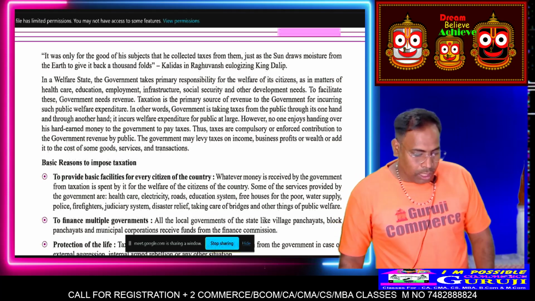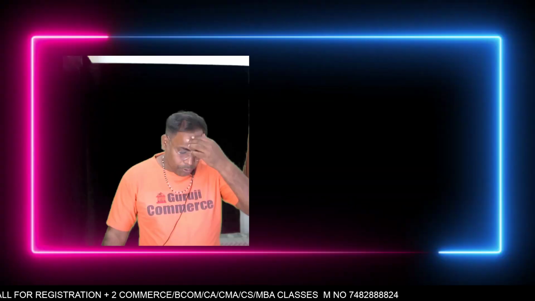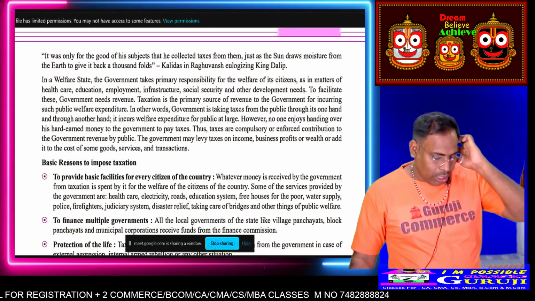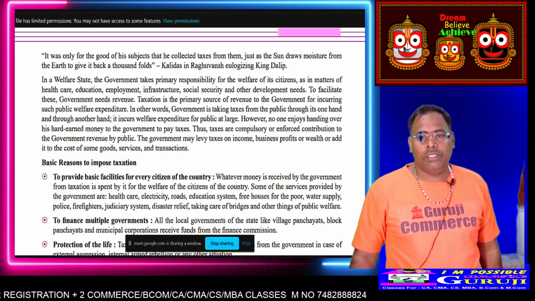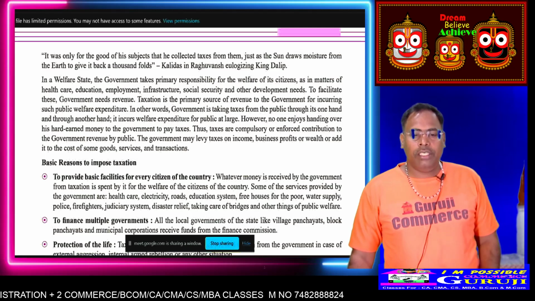Why is GST applicable? The reason for imposition of taxation. So to understand GST, you should know why tax should be imposed. Okay. So yesterday we were discussing all the facts about why taxes should be imposed. So what are the different reasons taxes should be imposed? Anyone can say?